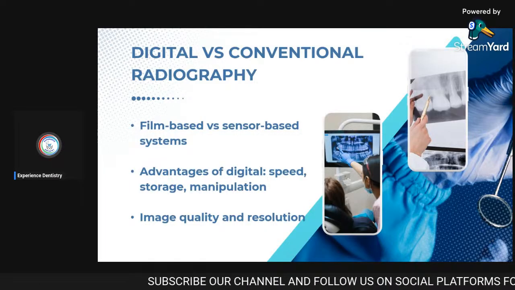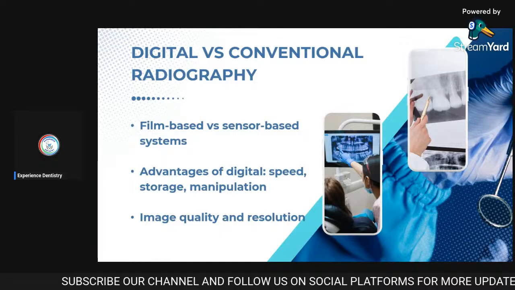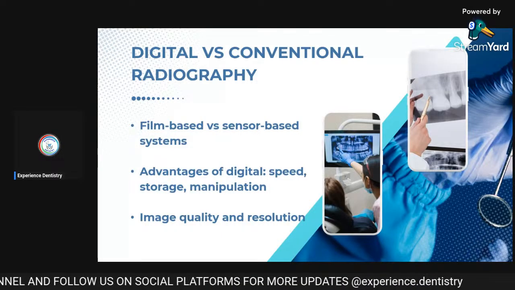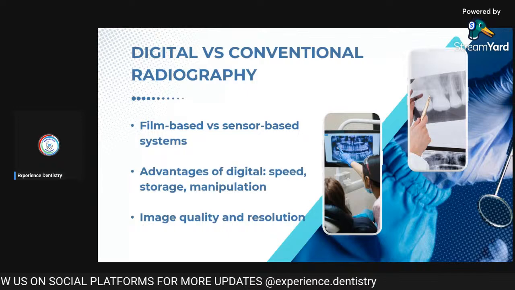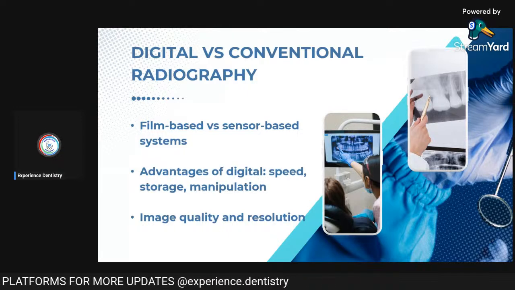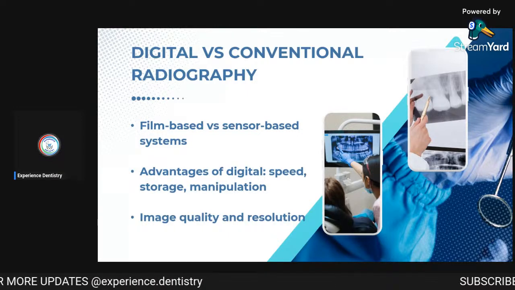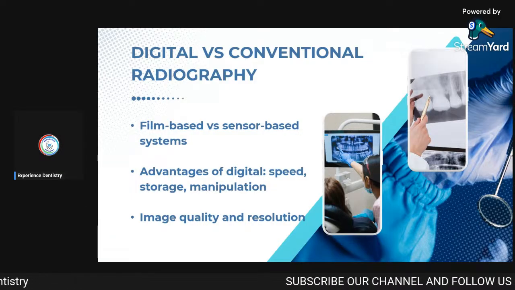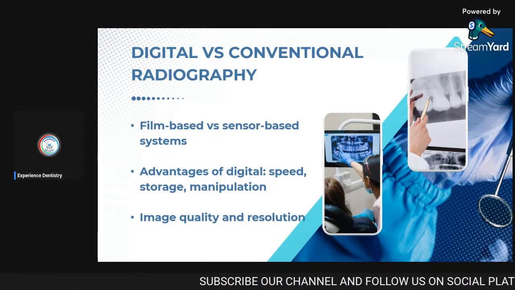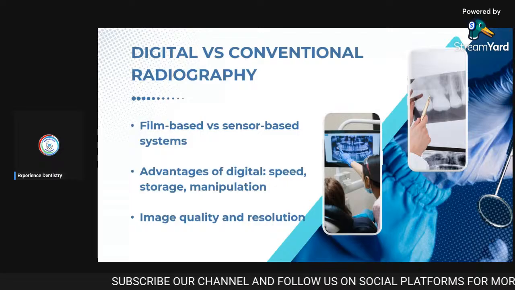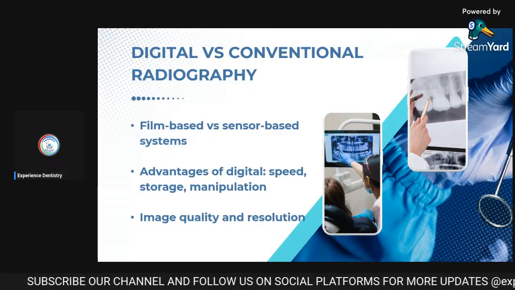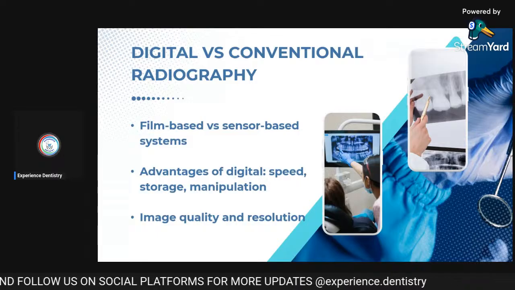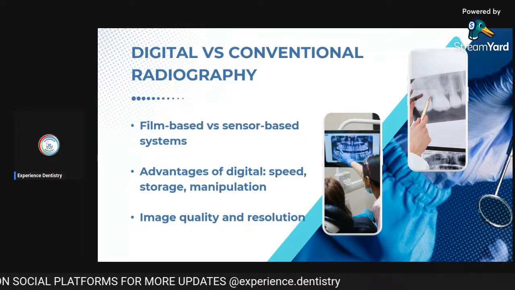Digital one is sensor based. Basically, a sensor is placed in the mouth and you just need to click, and the X-ray appears on your screen. However, the old conventional one was film based, which was very hard for taking an X-ray. You needed to place the radio beam towards the patient's mouth at such an angle that you could get an X-ray. Okay, so the advantages of digital are basically that it has much better speed.